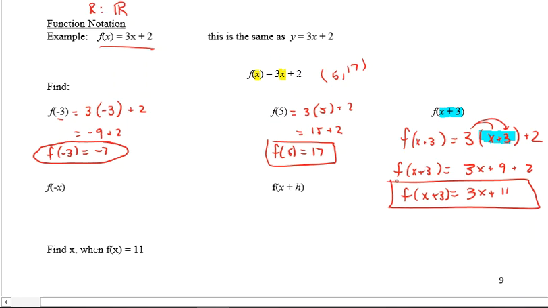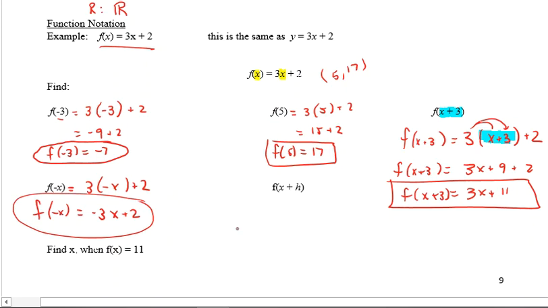So if I input, instead of inputting a number, the expression x plus 3, the output is 3x plus 11. If I input negative x, I'm going to have 3 times negative x plus 2, negative 3x plus 2. If I input the quantity x plus h, it's 3 times x plus h, so 3x plus 3h, plus 2.